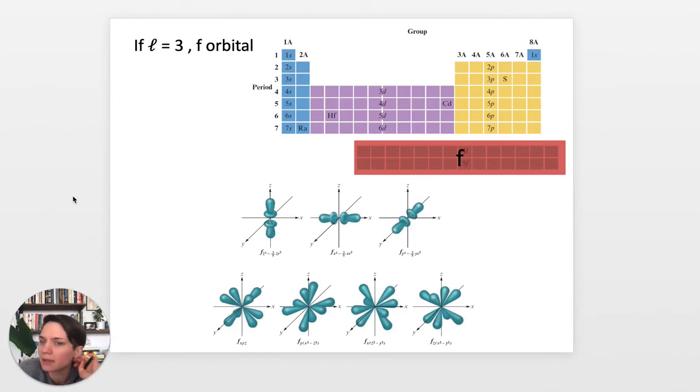Okay, and the last one that we're going to be looking at is if L equals 3. So remember, L is limited to 0 to n minus 1, so that means that n has to be greater than or equal to 4. So only once we're in this row of the periodic table are we going to start having F orbitals fill? Okay, increasingly complex. So these are the kind of model of what those F orbitals look like. Pretty cool.